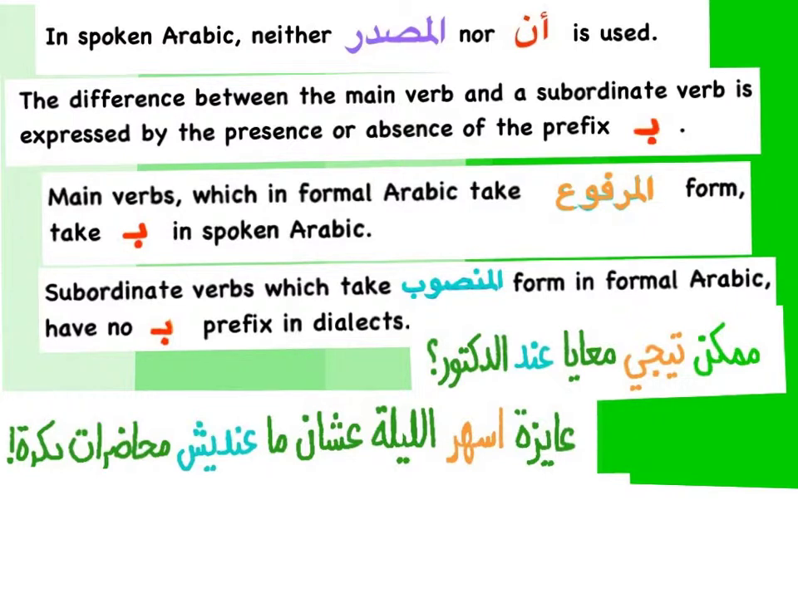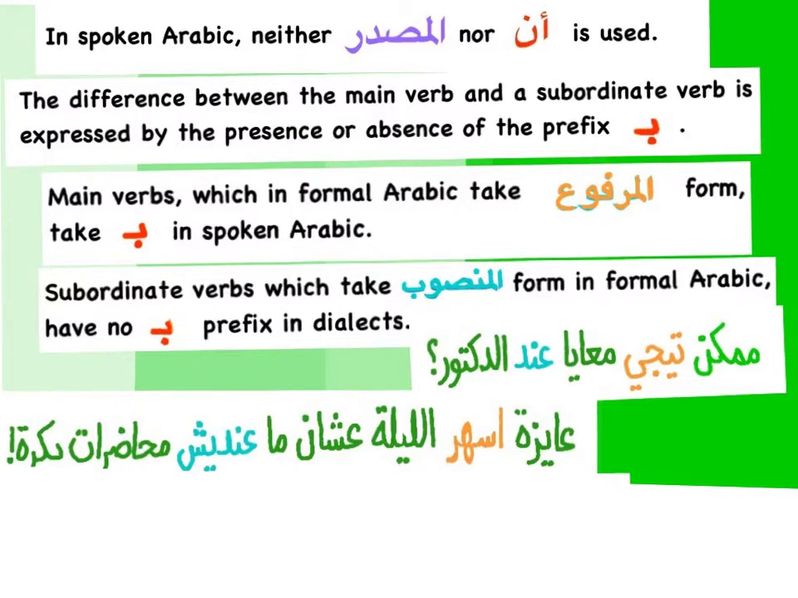Another example is عايزة أسهر الليلة عشان ما عنديش محاضرات بكرة. So I want to stay up tonight because I have no lectures tomorrow. So again, this is a subordinate verb in informal Arabic, and we know this because there is no be, so it's a subordinate verb, not a main verb, and its equivalent in formal Arabic would be أريد أن أذهب. أن أذهب is مضارع منصوب with أن, and that's a subordinate verb in formal Arabic. عايزة أسهر is a subordinate verb in spoken Arabic.